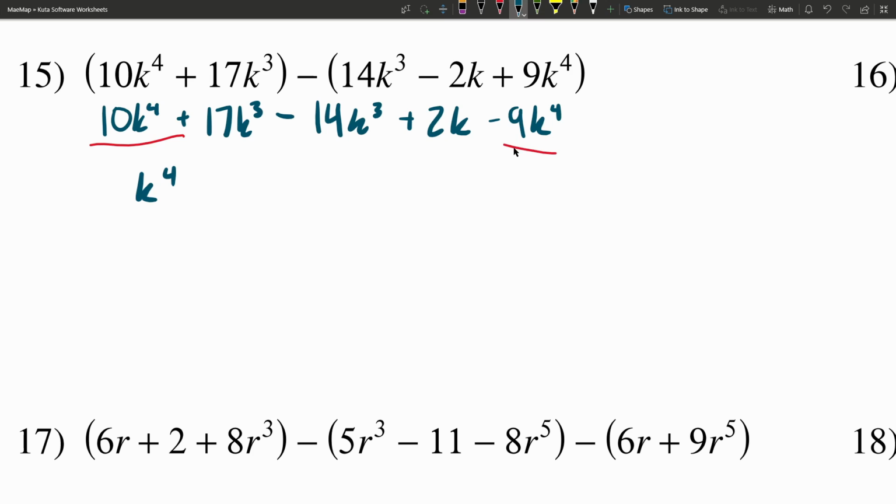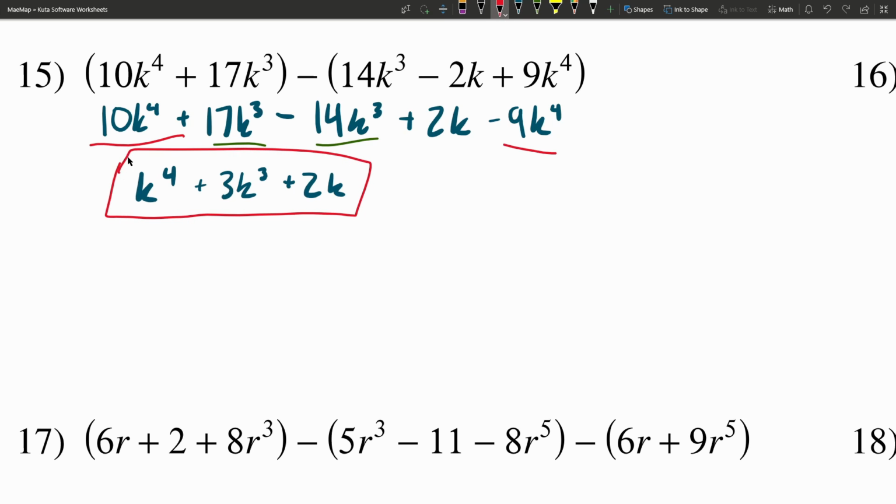Next, k cubed, I have a 17k cubed minus a 14k cubed. 17 minus 14 is a positive 3, so that's plus 3k cubed. And then my last term can't be combined with anything, so I'll just rewrite it right on down here as plus a 2k. So my solution is k to the fourth plus 3k cubed plus 2k.